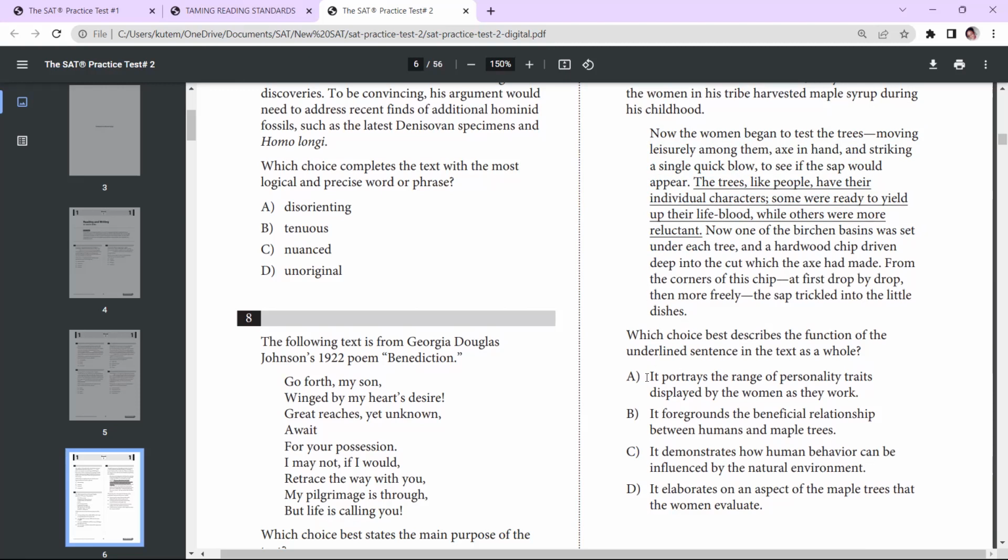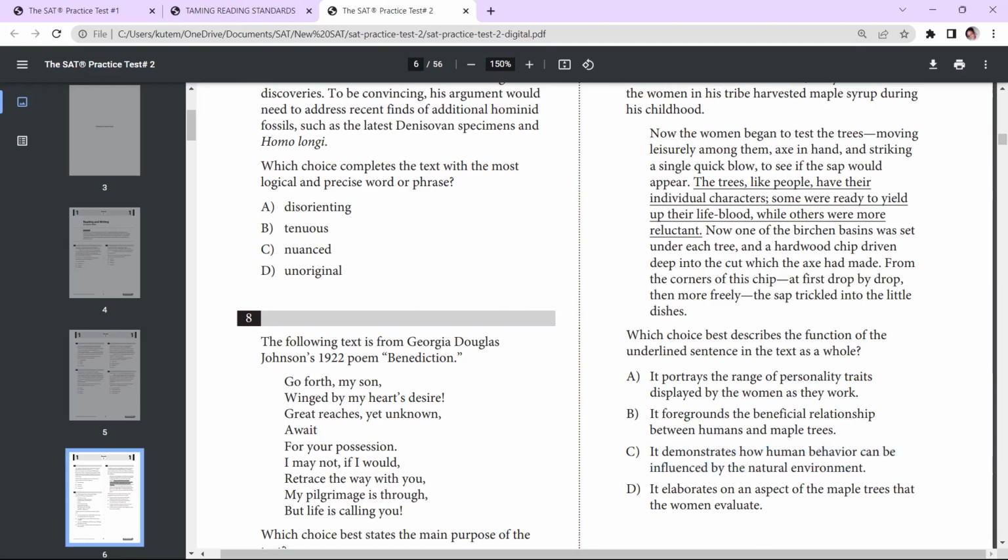So A is completely wrong because it moves to personality traits, and that's not what's being talked about. You also need to understand what's happening in this sentence. It says the trees like people, but the trees are the focus. So it's not talking about personality traits at all. B says it foregrounds the beneficial relationship between humans and maple trees. No. The key to this is the sentence before. We're just talking about striking the trees. C says it demonstrates how human behavior can be influenced. Completely wrong. We're not talking about humans.